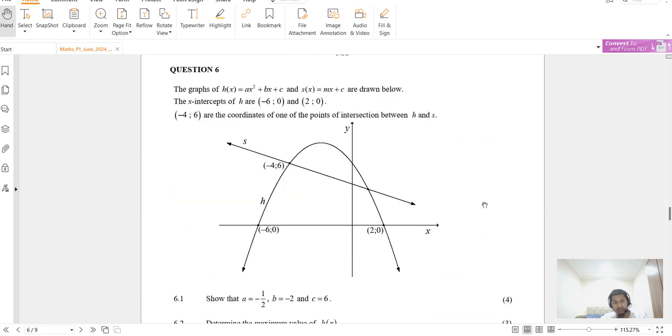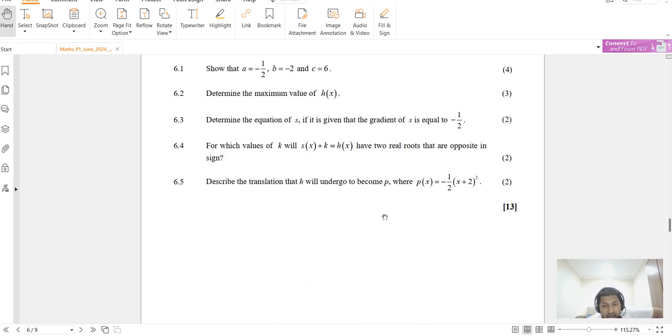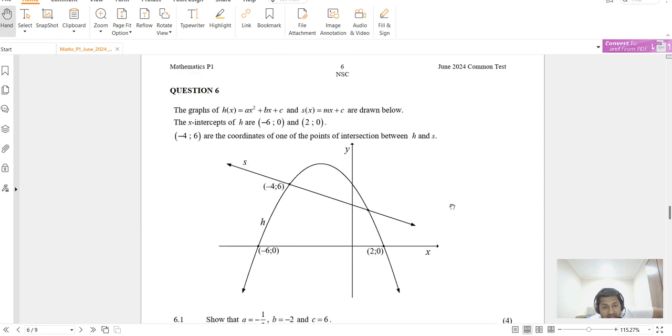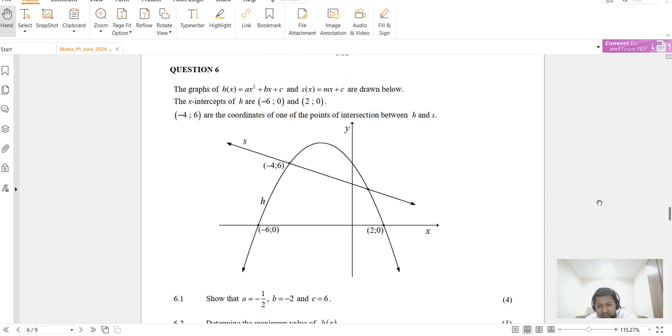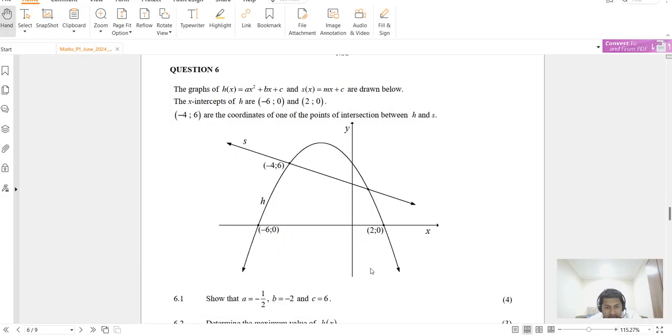Let's look at question number 6. More functions. So much of functions in this paper. Alright, so as we see this function here, we got question 6. Let's see what we want here in this.